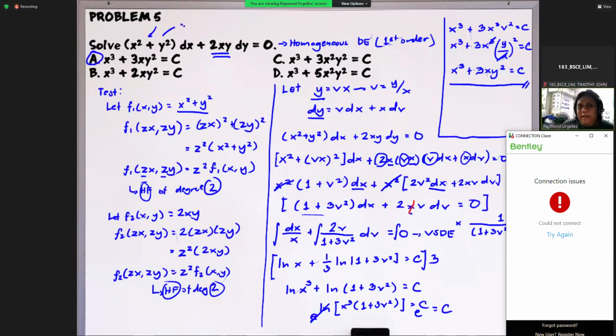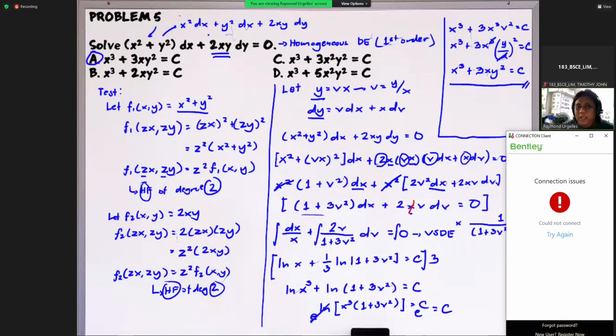Pag sinimplify natin to, this will be x squared dx, plus y squared dx, then we have yung 2xy dy. So we have x squared dx plus y squared dx plus 2xy dy. Yun yung buong expression natin.